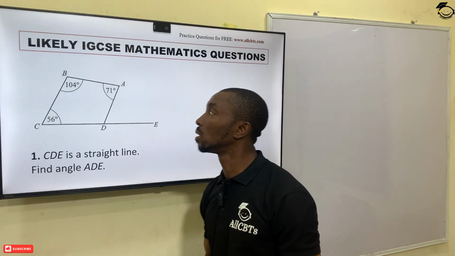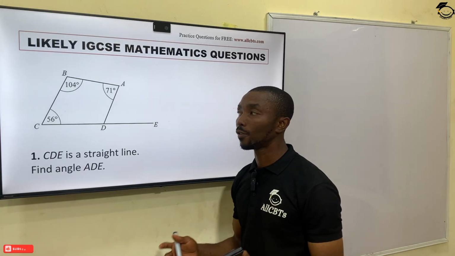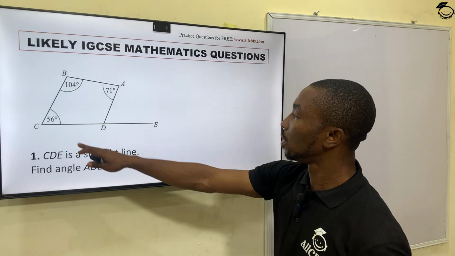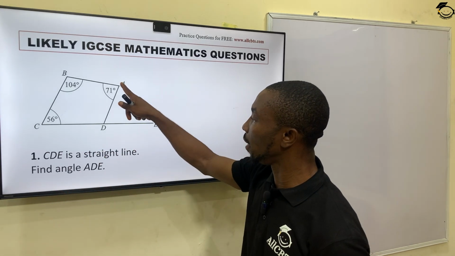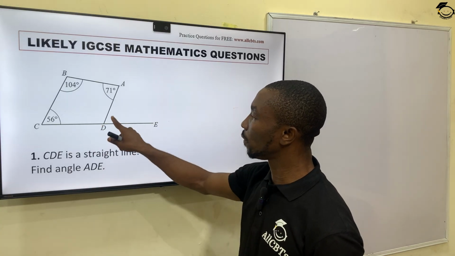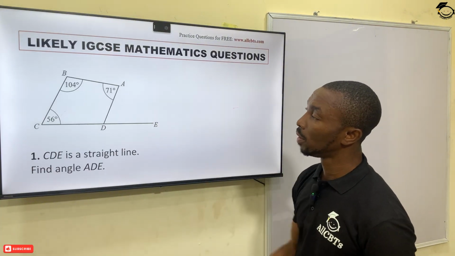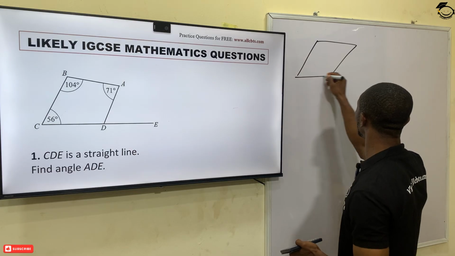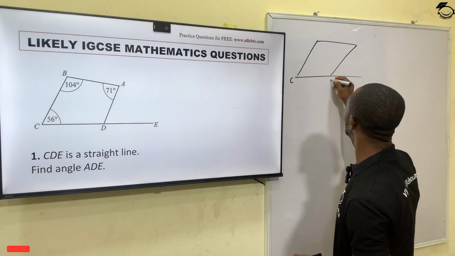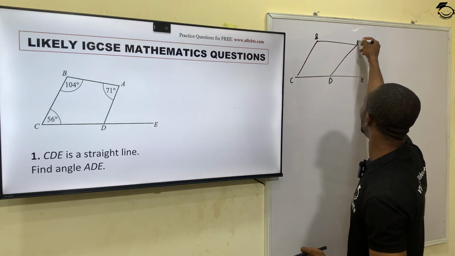Today we'll be looking at likely IGCSE Mathematics questions. Our first question says CDE is a straight line, so we are asked to find angle ADE. So we are looking for this angle. Now, in order to get the angle ADE, we have a diagram this way. This is CDE and BA.